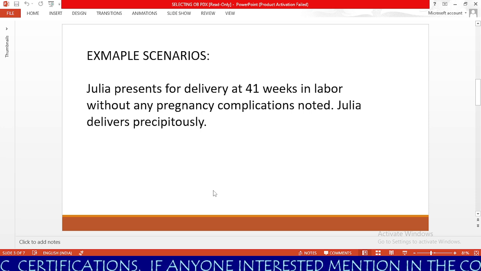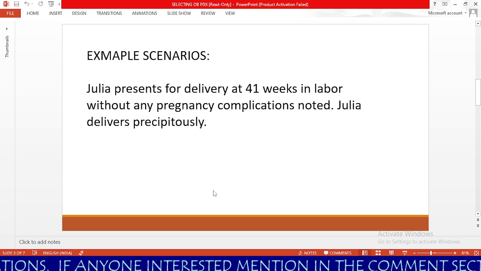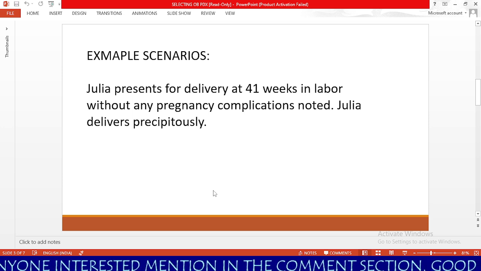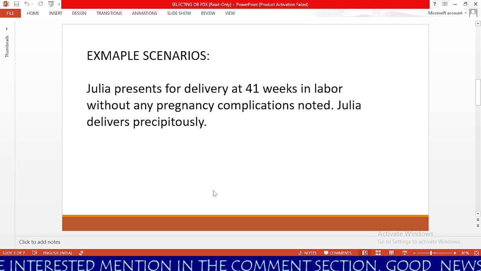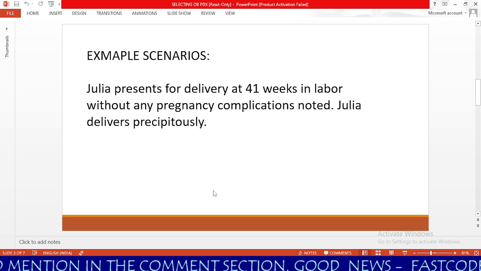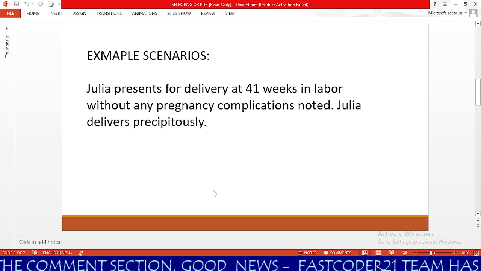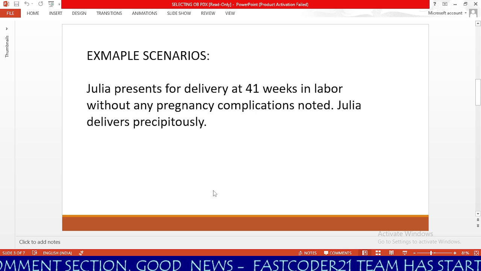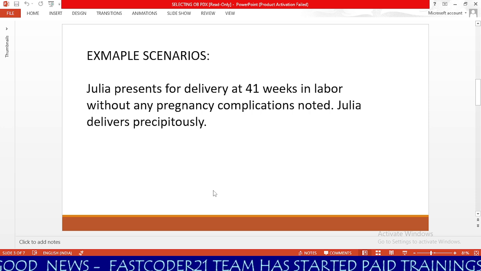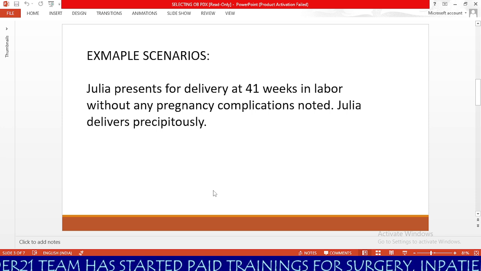And also, the patient has a precipitous delivery, so we have one code for precipitous delivery also. Precipitous delivery basically means rapid delivery, and for that also we have one ICD-10 code. That will be our secondary code. So here our primary code is post-term pregnancy and our secondary code will be precipitous delivery. Here the PDX will be post-term pregnancy. You need to think why.